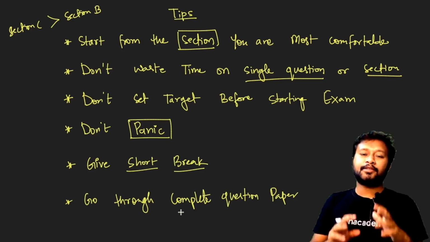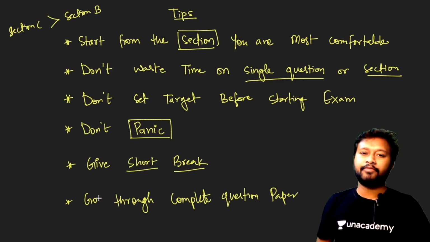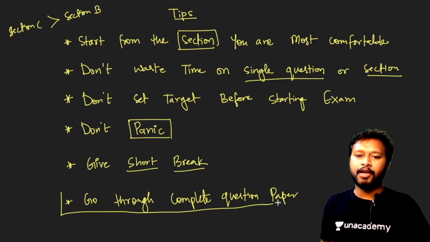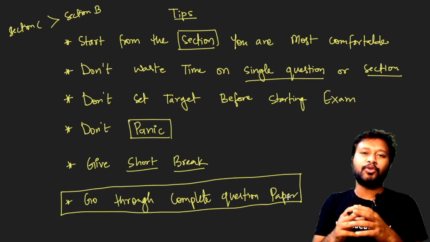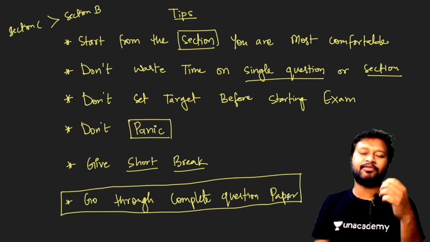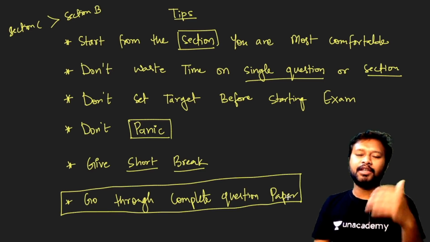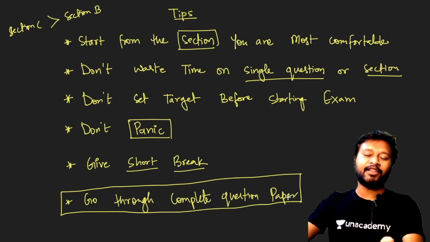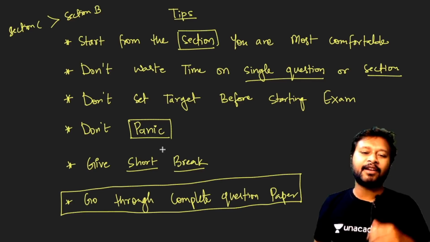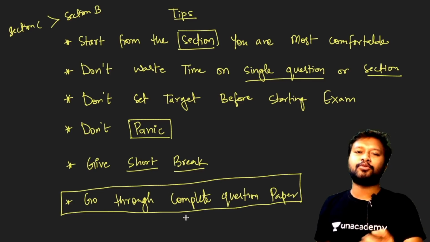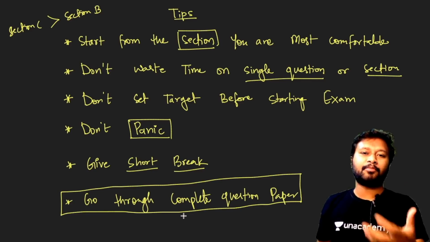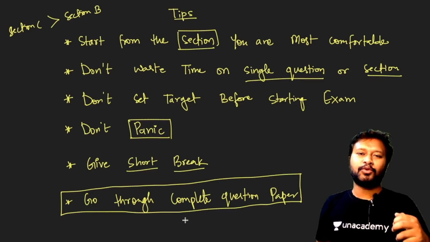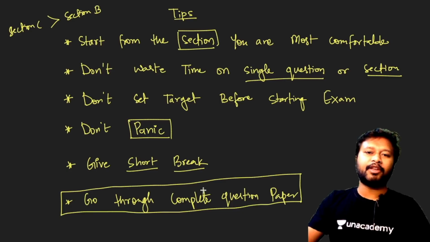Last but not the least, a very important point: you should go through the complete question paper. There are many students who don't look at the other questions. Let's say in part C, they start doing questions, and up to 30 questions they are done with their 25 questions, so they will not read the remaining 30 questions. You should not do that. It is quite possible that the next 30 questions are much easier than what you have done earlier. So go through the complete question paper. That is very, very important. Don't leave any question unread.